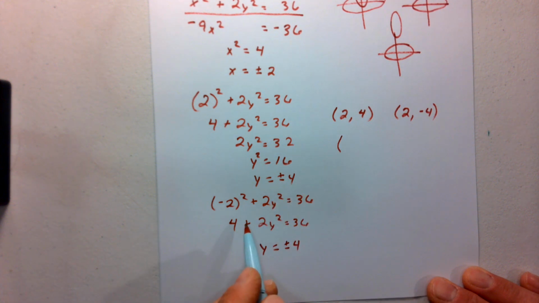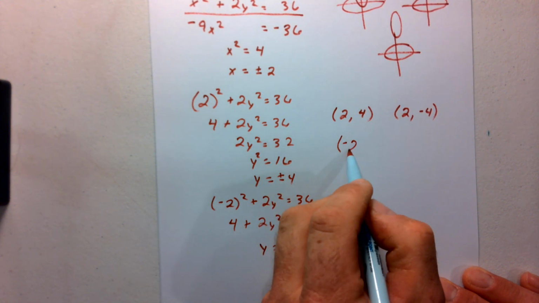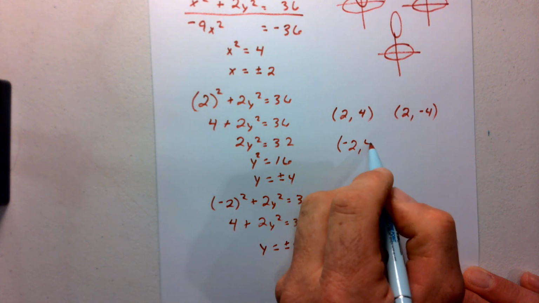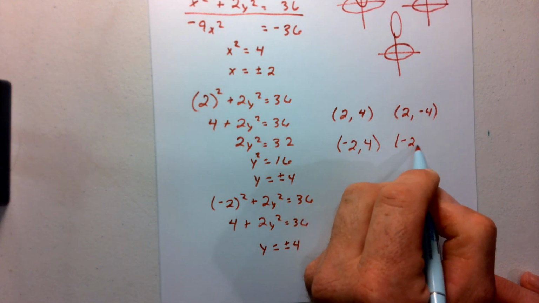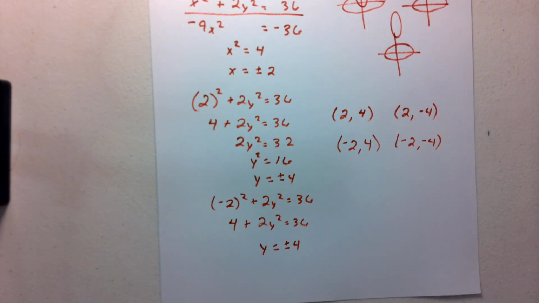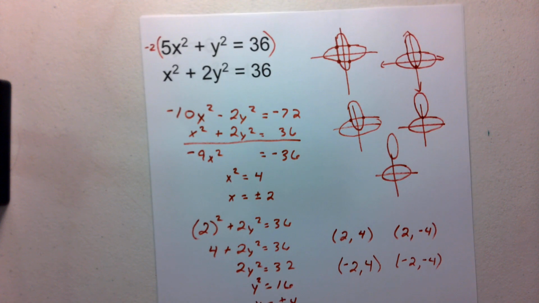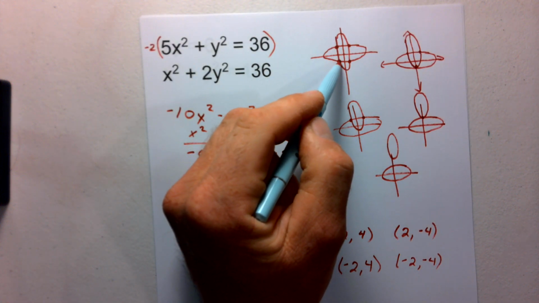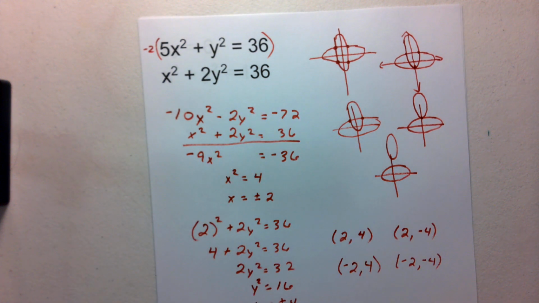So 2 more solutions are going to be negative 2 when we plug in that, and then our plus or minus 4. So negative 2, 4, and negative 2, negative 4. And that's going to be our other 2 solutions here. And again, that kind of goes along with my first rendition of what I thought this graph was probably going to look like as I sketched out my possible answers.